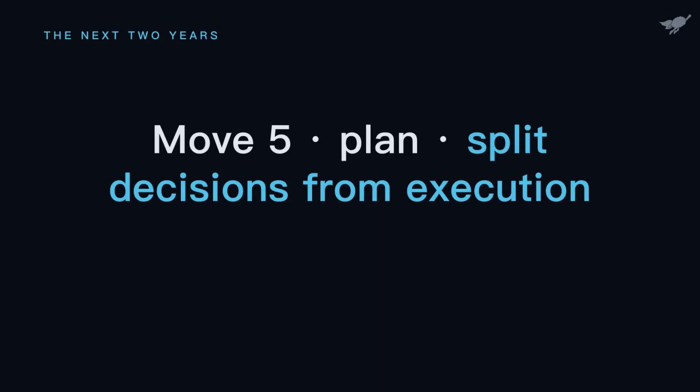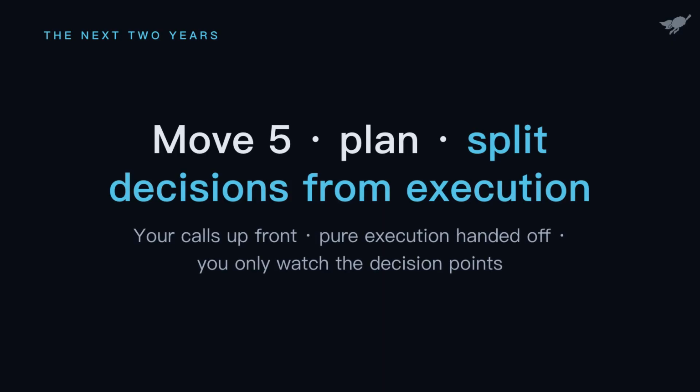Move 5. Have it draft an implementation plan first. The point isn't how complete the plan is, it is separating the decisions you have to make from the execution it can handle on its own. Put the calls you need to make up front, and hand off the pure execution entirely. Then you only watch the few decision points you might change, instead of reviewing every last detail.